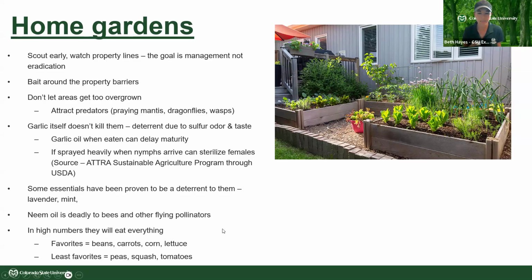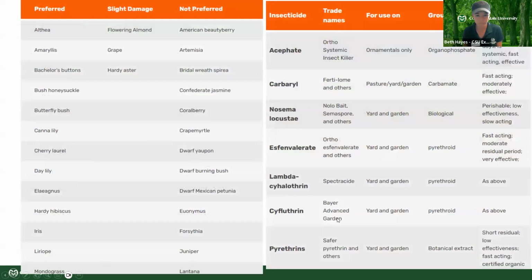And then as far as in a home garden, what are they most likely to eat? Again, this is very relevant to population dynamics. Their favorites are beans, carrots, corn, and lettuce. They least like peas, squash, and tomatoes. Doesn't mean they won't eat them if there's too many of them and they just need something to eat. They will still 100% eat those down to nothing.